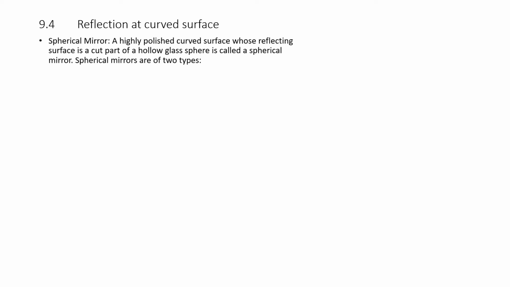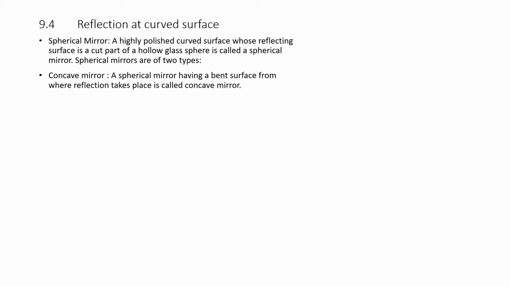Reflection at curved surfaces. Spherical mirror: a highly polished curved surface whose reflecting surface is a cut part of a hollow glass sphere is called a spherical mirror. Spherical mirrors are of two types. Concave mirror: a spherical mirror having a bent surface from where reflection takes place is called a concave mirror.